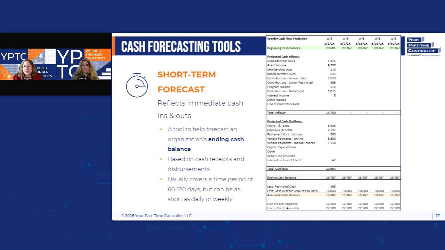So it's especially useful when cash is tight or when your revenue is seasonal, or maybe you have some large upcoming disbursements that are due. So this is really a great place to start. Weekly forecasts will simply roll beginning cash balances forward by adding your expected receipts and subtracting your planned payments.